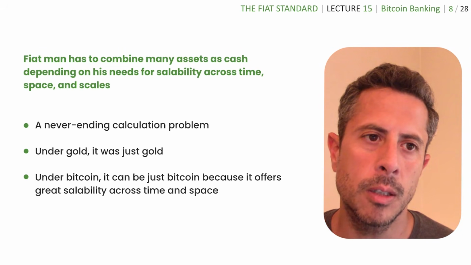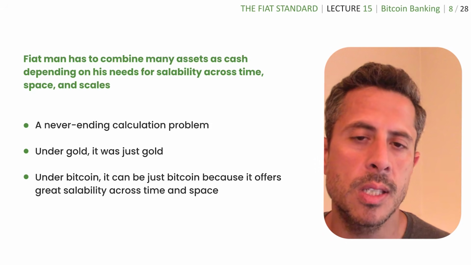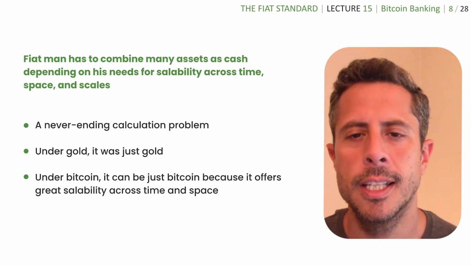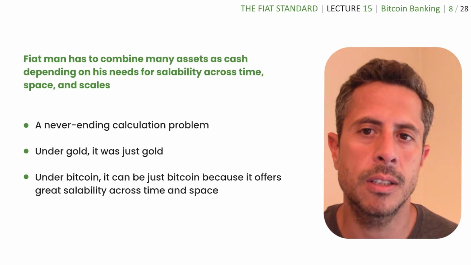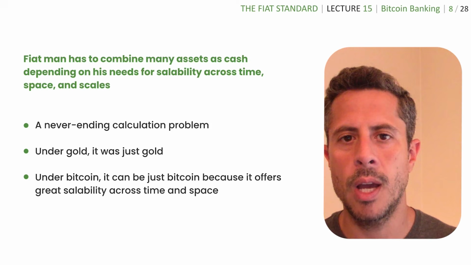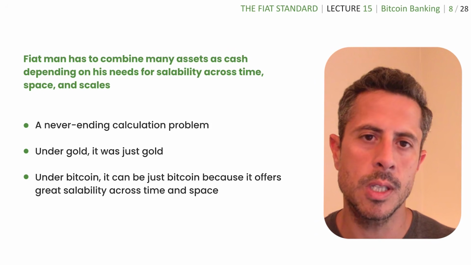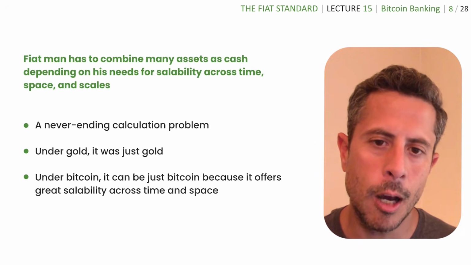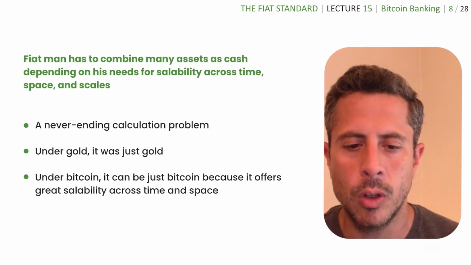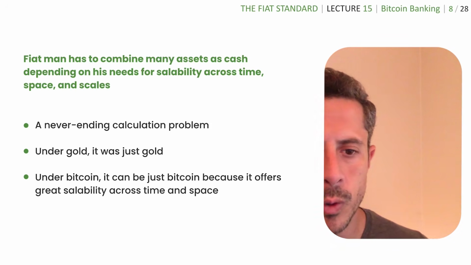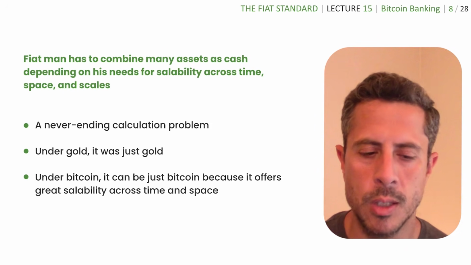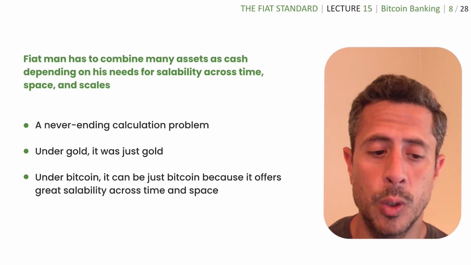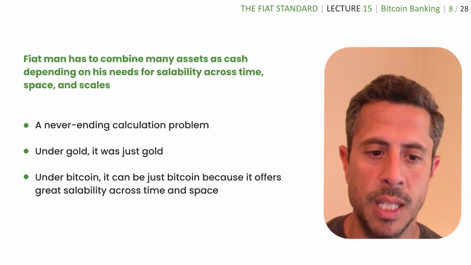And it's a very complicated problem for individuals and businesses as well, particularly when you throw in the sophistication of having many fiat currencies. So you need to decide how many dollars you have, how many euros you have, how many of your local currency you have, plus how much gold, how much real estate, how much land, and how much bonds, how much stocks, all of that to be able to save for the future. It's a never-ending calculation problem, whereas under gold it was just gold. Under Bitcoin, it can be just Bitcoin, because Bitcoin offers great stability across time and space.